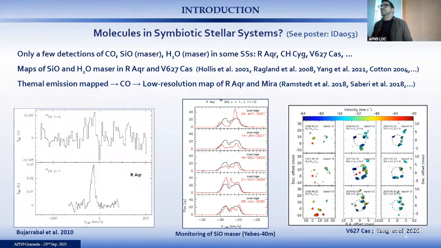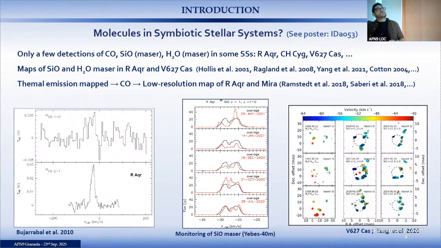Now, what happens with molecules? Here there is a problem because most molecules are photodissociated by the ultraviolet emission from the white dwarf. So it's very hard to detect them. However, there are a few detections of CO, one of the most abundant molecules, and also SiO and water masers. But if we want to study the distribution of molecular content in the symbiotic stars, we need maps.